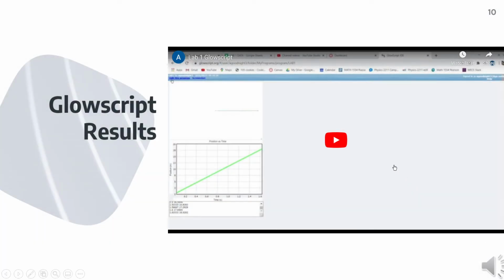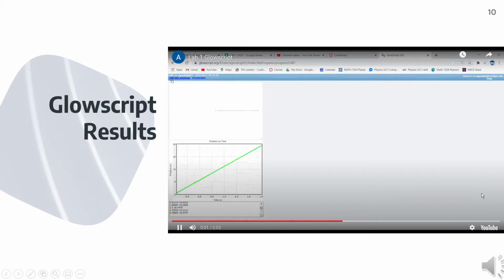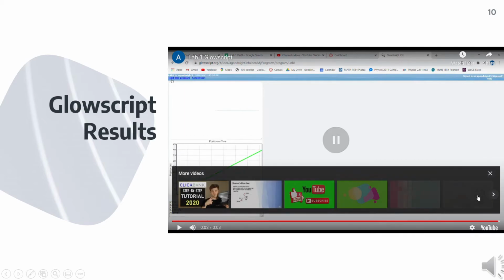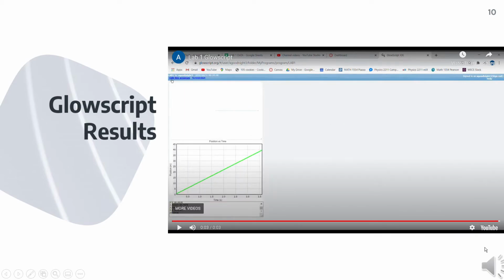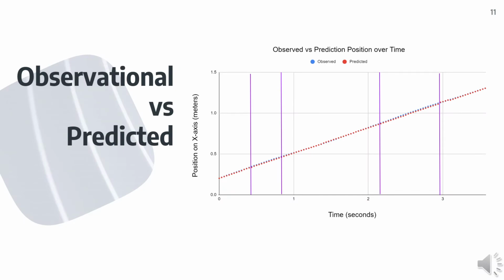Here we can see the code created a graph visually similar to the observed motion. Under the graph, the code also output coordinates for the position versus time as plotted on the graph. In order to more accurately compare the observational and predicted positions over time, I put them both on the same graph. Now on the same plot, we can see how great the predicted model from GlowScript matches the observed motion from tracker. I do notice 2 areas of small dissonance, which I marked in these purple lines.